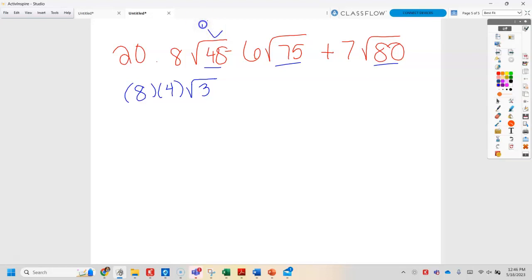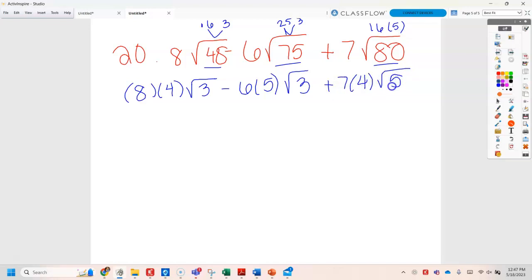75 is 25 and 3. So the square root of 25 becomes 5. And 80 is going to have a 4. Well, it's also 16. So 16 and 5. And we know that the square root of 16 is 4. So it's going to become 7 times 4 square roots of 5.